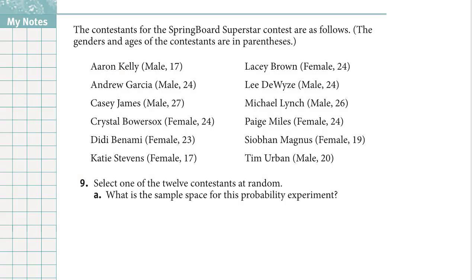The contestants for the Superstar contest are as follows, with their genders and ages in parentheses. Notice there are 12 names here. In problem 9, it asks, what is the sample space for the probability experiment? The sample space is this list of 12 people.